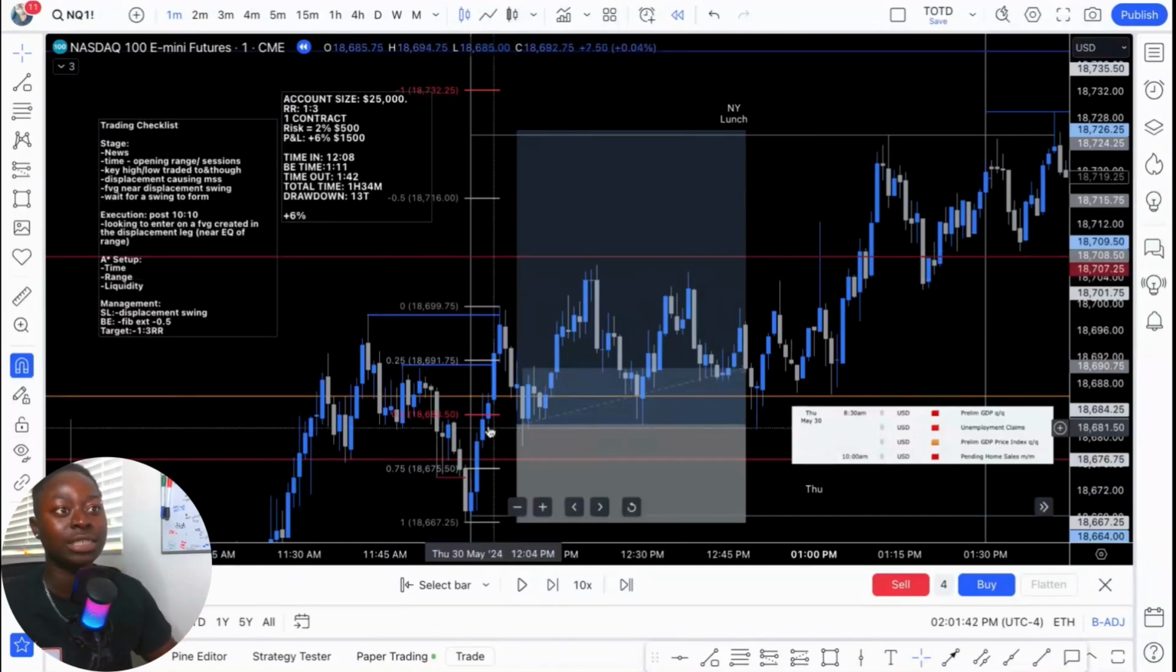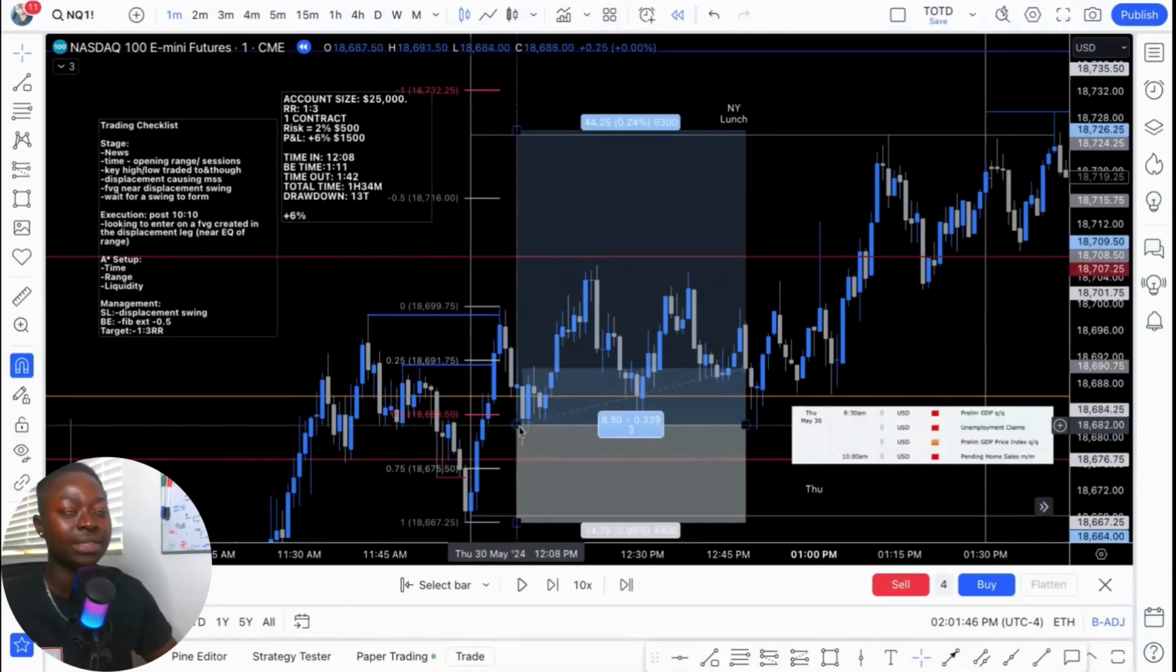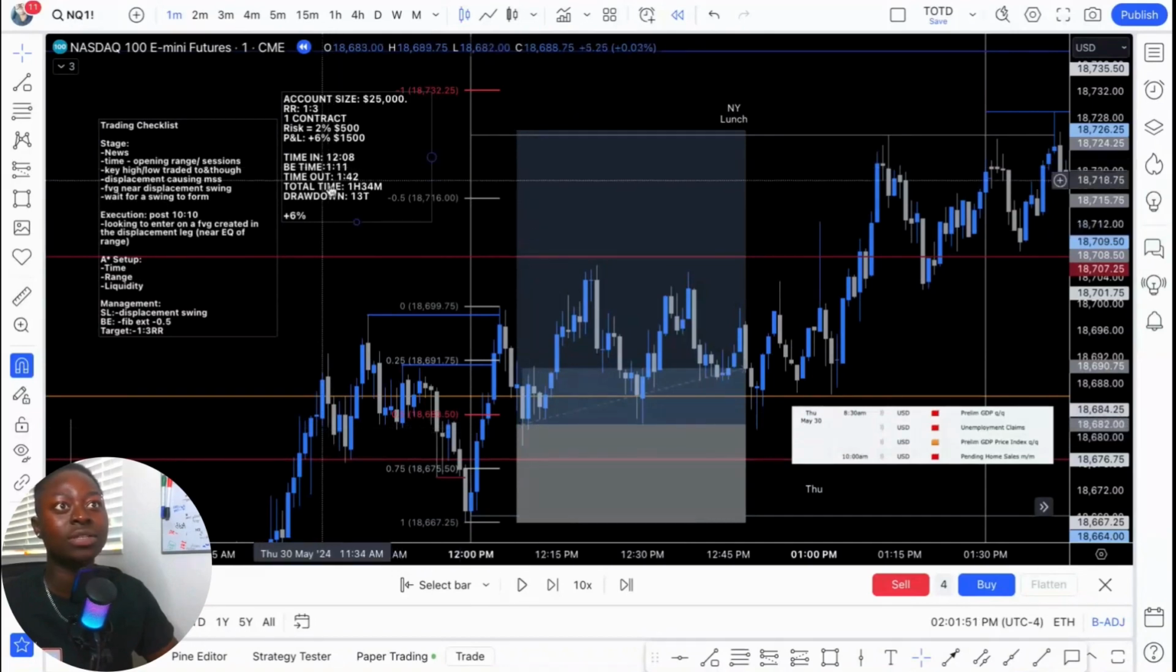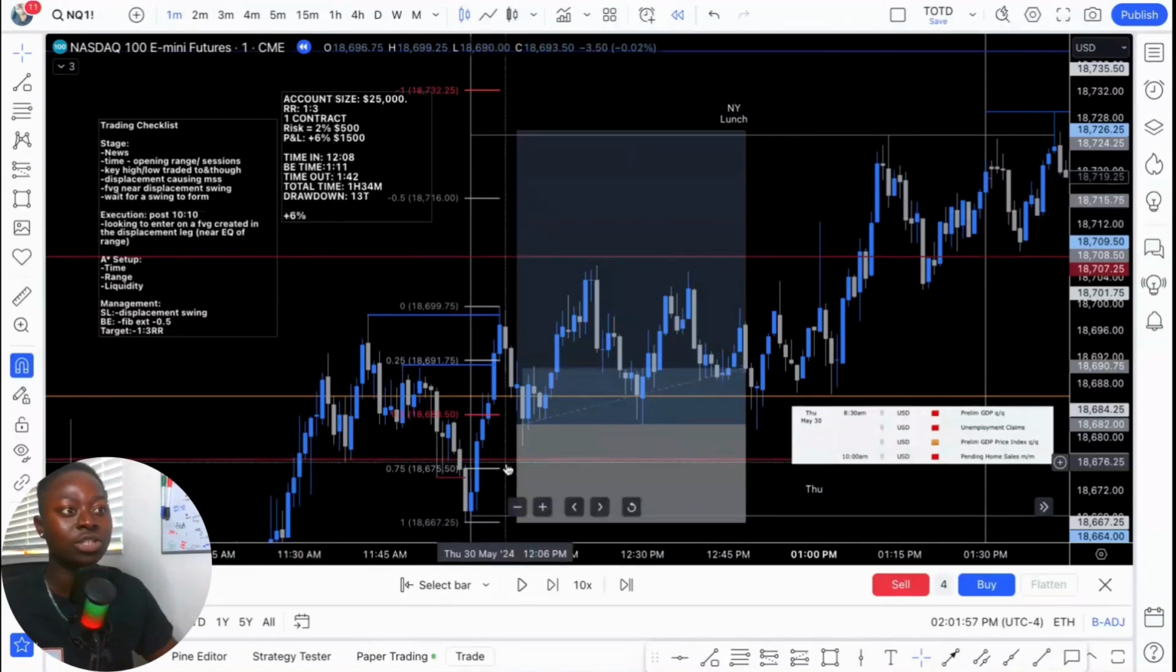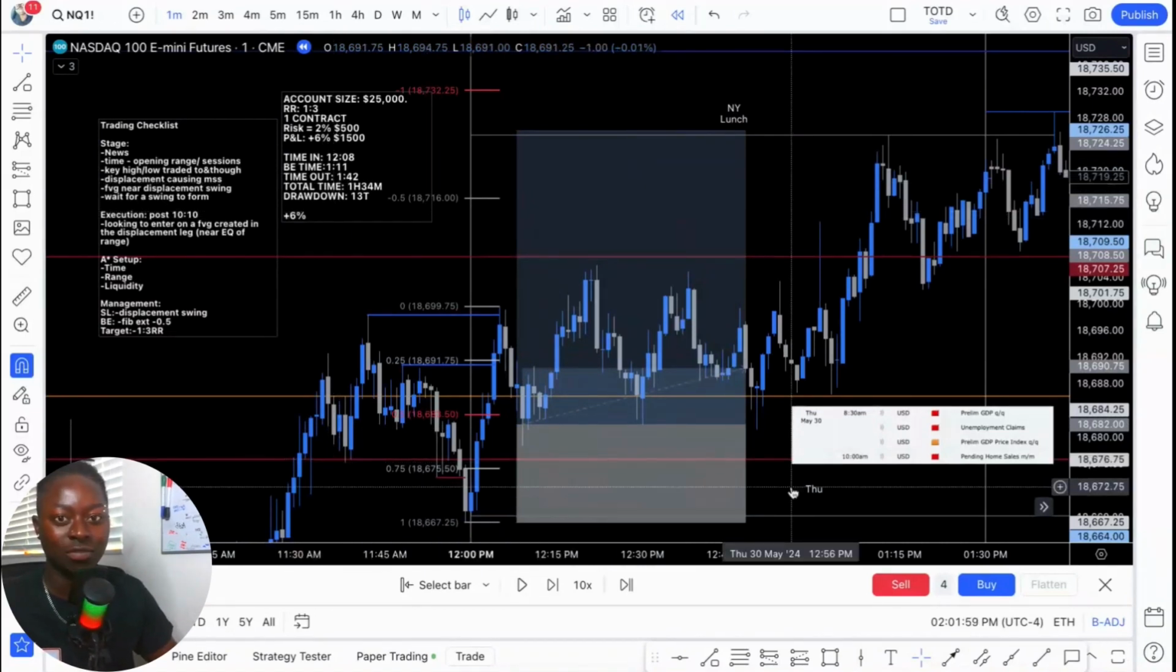Okay, as you can see, we had the fair value gap at the 50% level right here. So you would have been tagged in this trade at 12:08, breaking even at 1:11, getting out of that trade at 1:42 for a total time of 1 hour 34 minutes in this trade. Drawdown in this trade was 13 ticks for a 6% bag and tag.